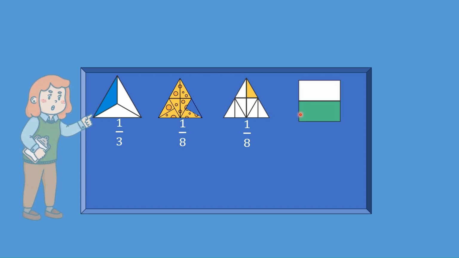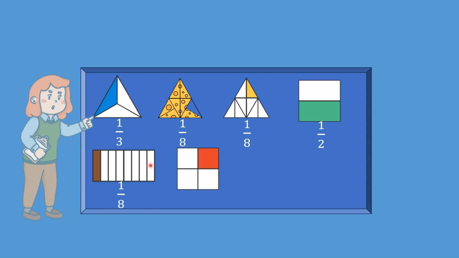Now the next example. In this particular rectangle, there are 2 pieces. It is divided into 2 equal parts. One is green in color and one is white. Now what part of this is green in color? It is 1 by 2. Both are 1 by 2. They are equal. Now the next case. Here 1, 2, 3, 4, 5, 6, 7, 8. 8 pieces are there. Now what part is colored? Here again it is 1 by 8.